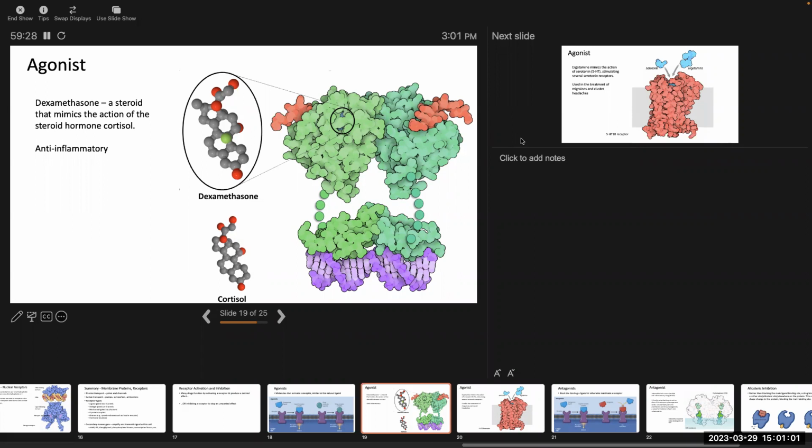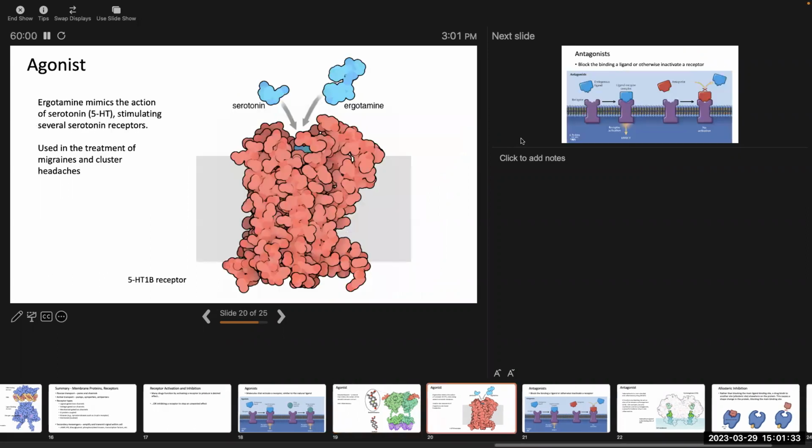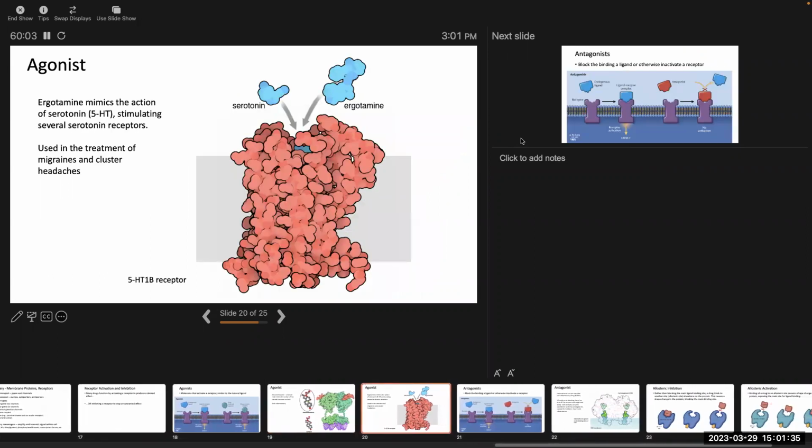Dexamethasone is a steroid drug that mimics the behavior of cortisol. It's an anti-inflammatory drug, so it would be used to help treat somebody with some kind of inflammation, some kind of inflammatory disease or something. So dexamethasone binds to a similar spot on the cortisol receptor and triggers the cortisol receptor. So it mimics the action of cortisol itself. Here's another example.